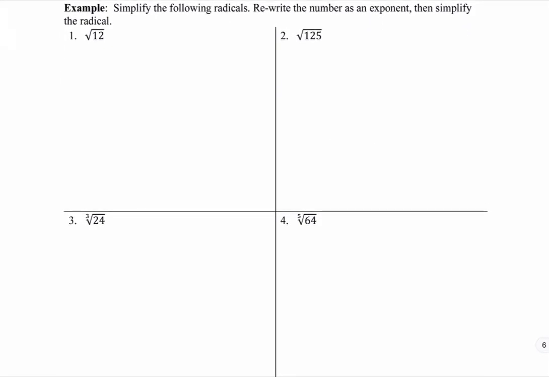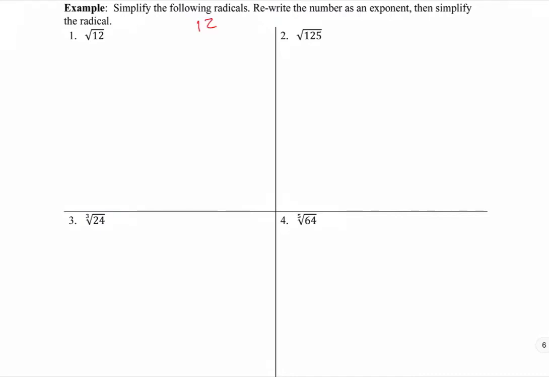So what we're going to do is the first one I'm going to rewrite 12 as a square. The second one I'm going to rewrite 125 with a square. And for the last two, I'm going to rewrite them as powers because their roots aren't squared, their roots are to the third and to the fifth.